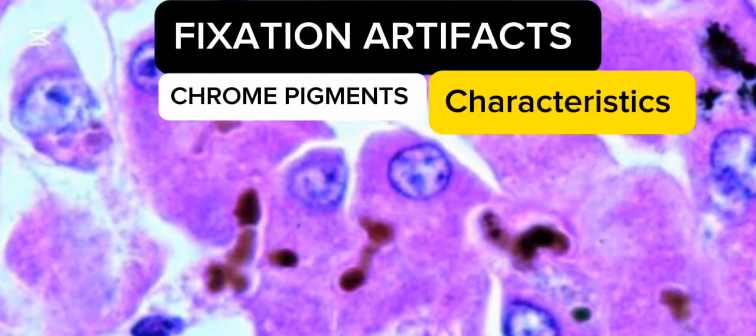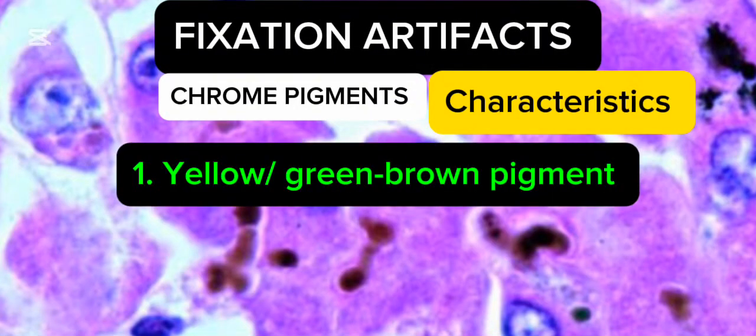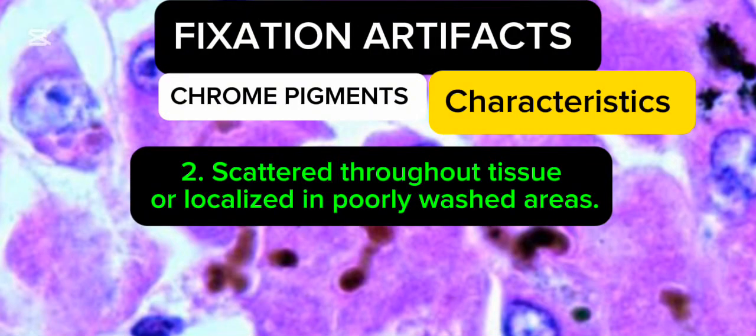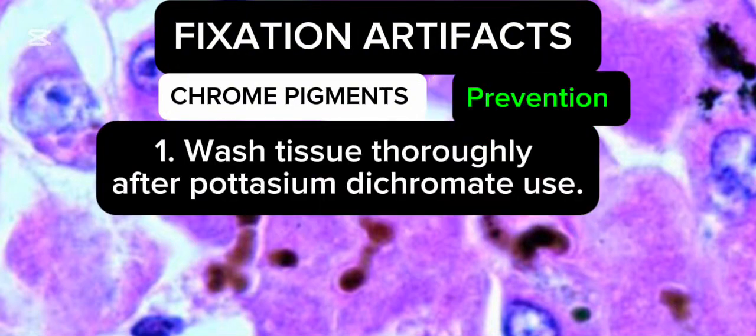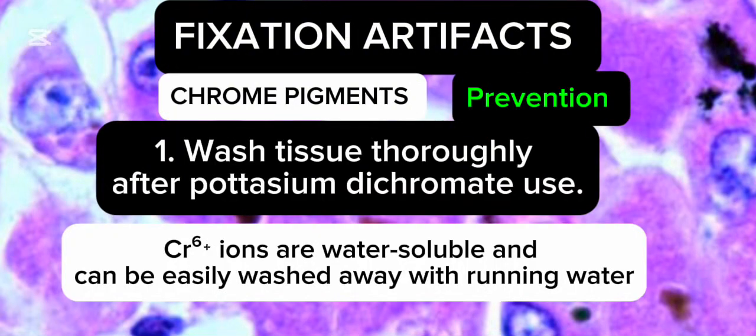Characteristics of chrome pigments: they appear as yellow-brown fine granular deposits in tissue sections. Number two, they are found scattered throughout the tissue or localized in poorly washed areas. Prevention mechanism: one, washing thoroughly.